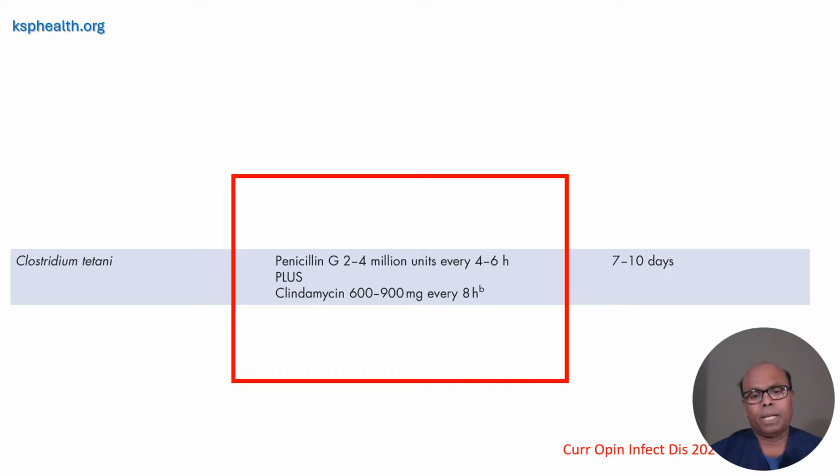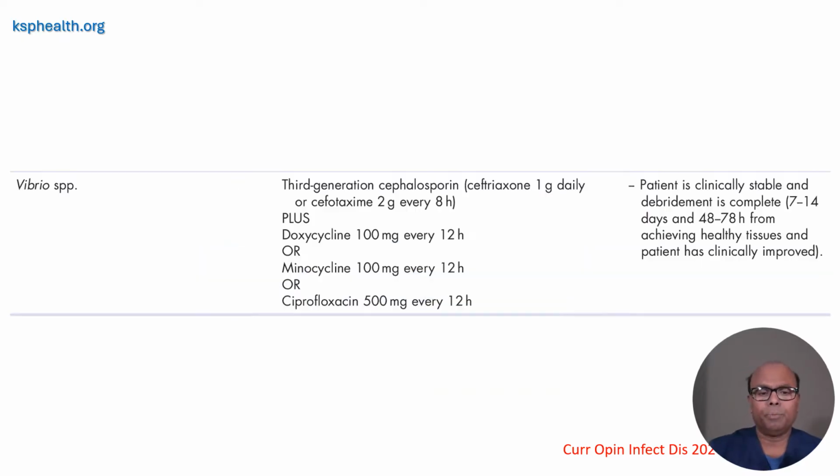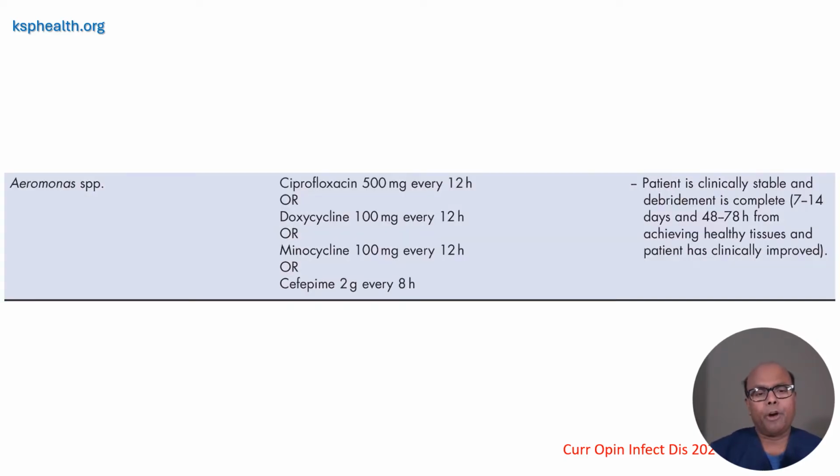For Clostridium tetani, penicillin plus clindamycin. And Vibrio species, third generation cephalosporin plus one of these three: doxycycline, minocycline, or ciprofloxacin. Aeromonas species, ciprofloxacin, doxy, or mino, or cefepime. One of those can be used to treat them.